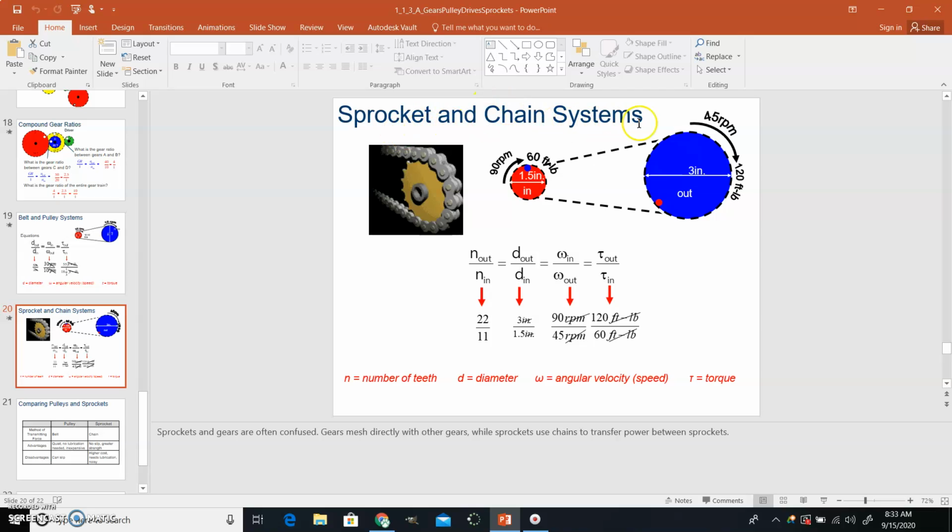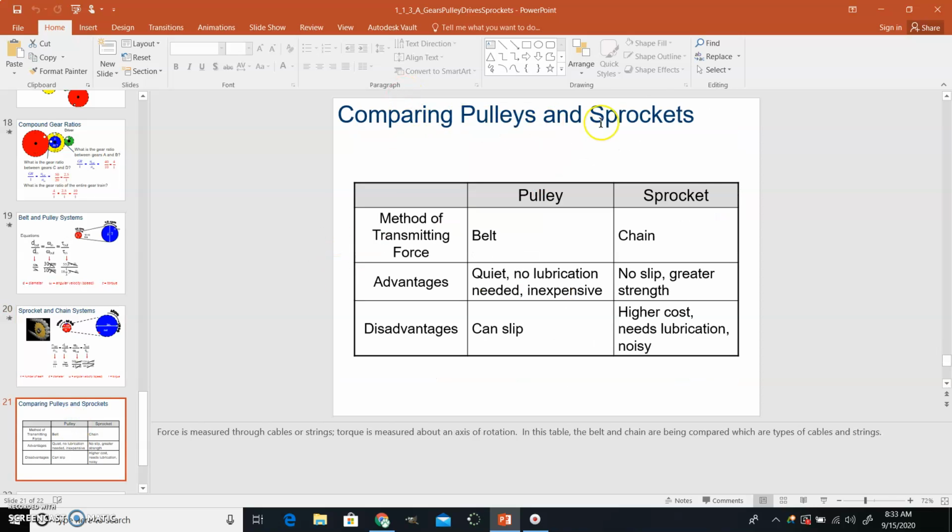Sprocket and chain systems are pretty much the same situation. It's the same formula you have there, so I'm not going to go over that. That is exactly the same. Comparing pulleys and sprockets, method of transmitting force.